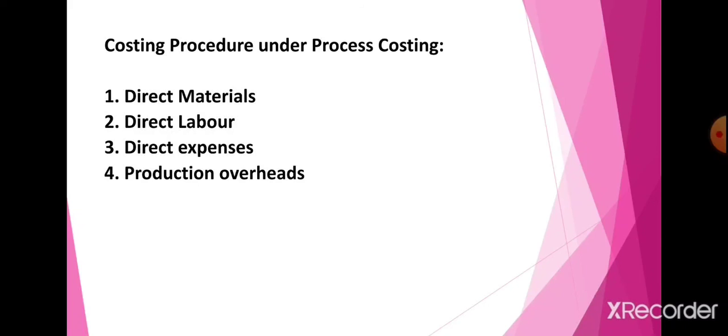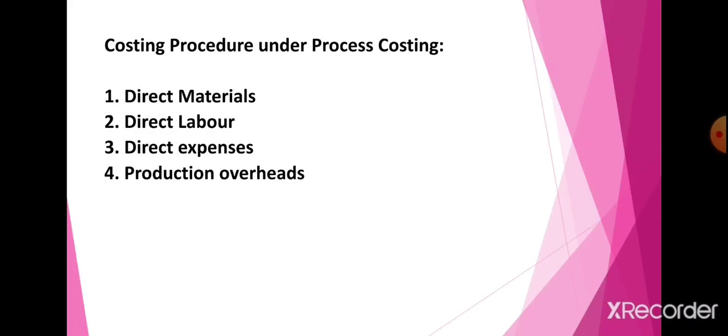Second one is labor. Wages of workers engaged wholly in a particular process are debited to the process. If the workers are engaged in a number of processes, the wages are apportioned to different processes on the basis of time spent. Generally, the direct labor cost is a very small part of the cost of production in case of process costing.